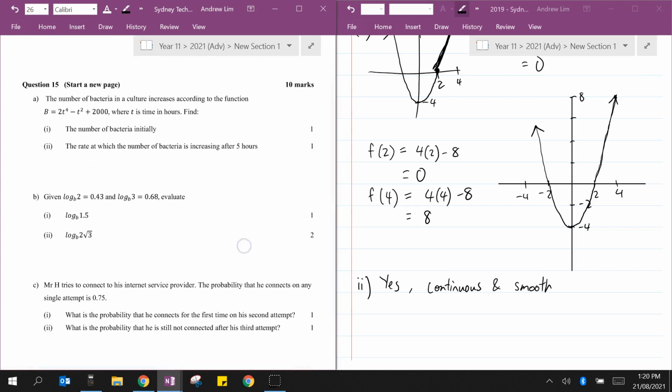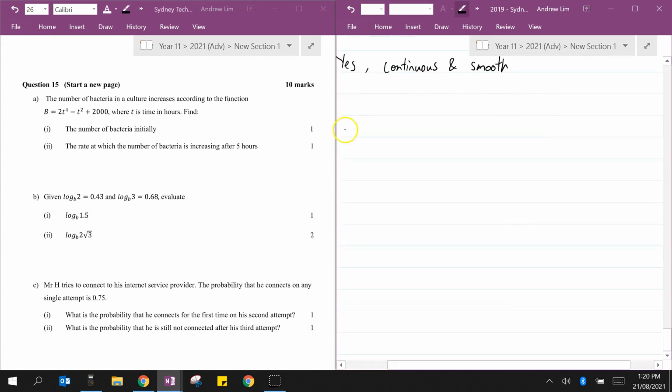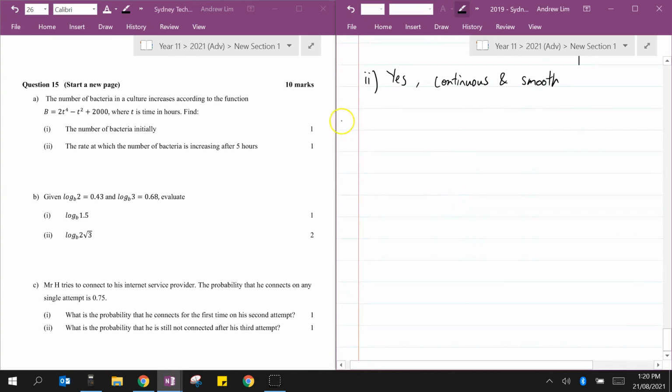Question 15. The number of bacteria in a culture increases according to the function b is equal to 2t to the 4 minus t squared plus 2000, where t is time in hours. Find the number of bacteria initially. So initially is when t is equal to 0. Should we make this part 1? Oh, 2 times 0 to the power 4. That's going to equal 2000.